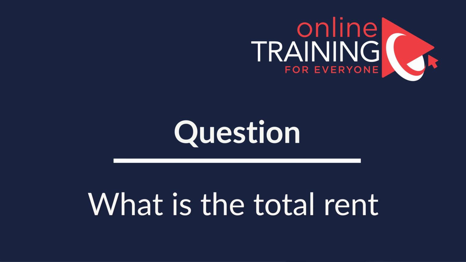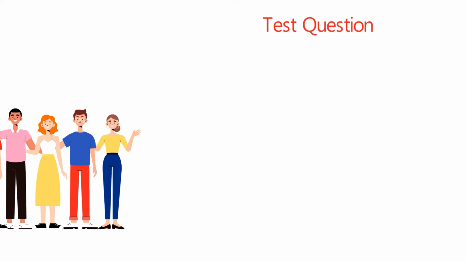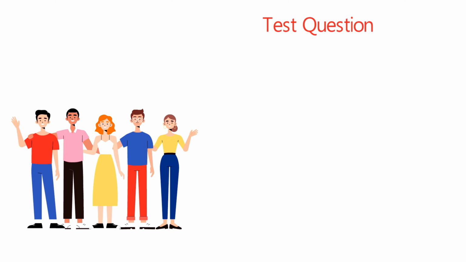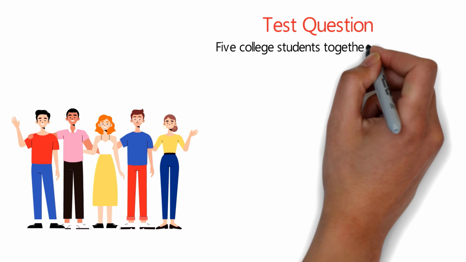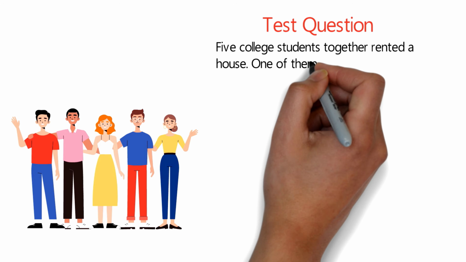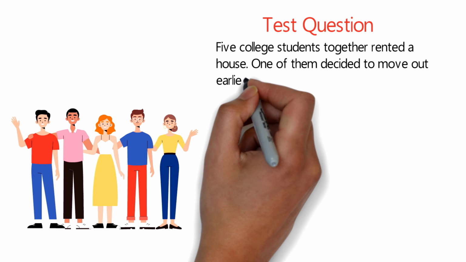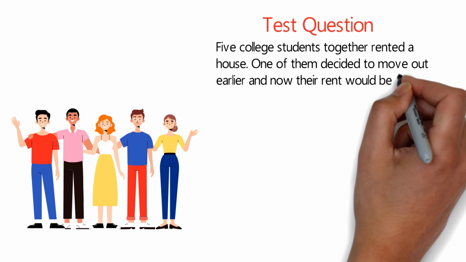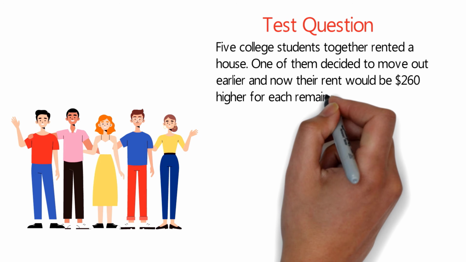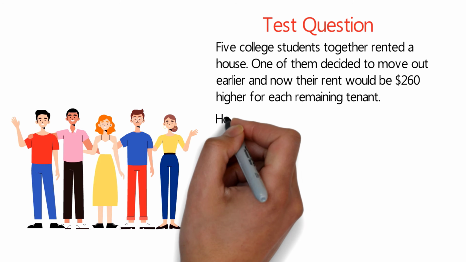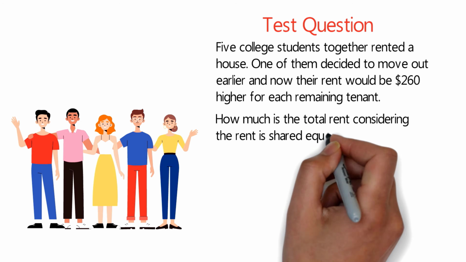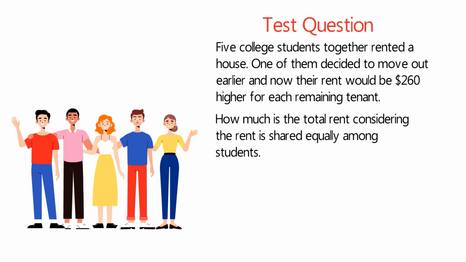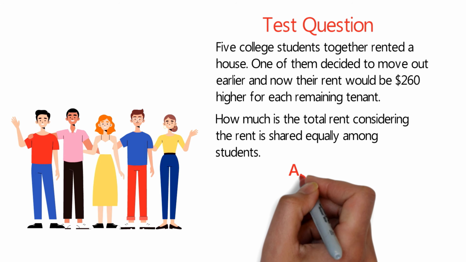Here's an interesting question you may need to know not just for the test, but also if you're trying to rent a house. 5 college students together rented a house. One of them decided to move out earlier, and now the rent would be $260 higher for each remaining tenant. What is the cost of the total rent, considering the rent is shared equally among students? And you're presented with 4 different choices.